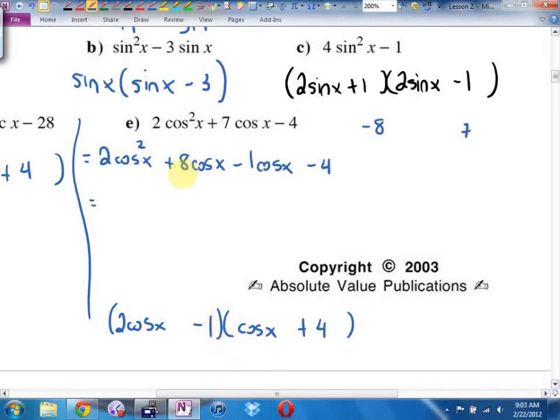GCF out of the first term: 2 cos x. And I'm left with cos x plus 4. GCF out of the second term. Now, here is one of the tricky parts about factoring by grouping, not groping, Andrew, grouping.